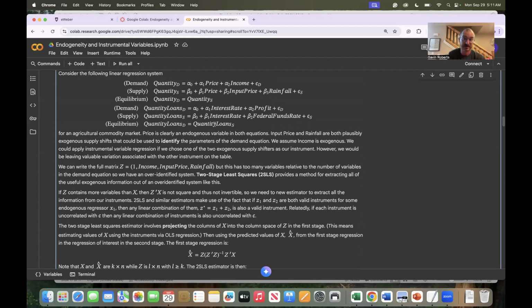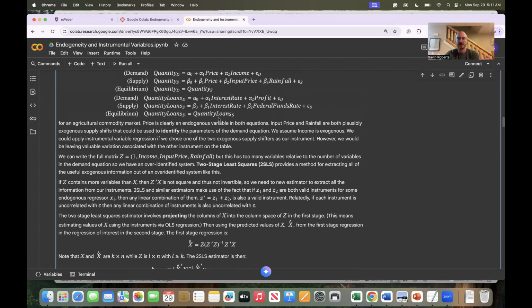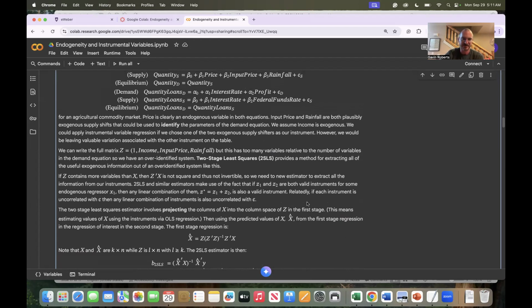You use a very similar system to this to show that we get simultaneity, a specific type of endogeneity, in this system. This is another one where we might have loans, interest rates, and profit for demand, and this is like business loans. So a business loan supply would depend on the interest rate and then the federal funds rate, for example. This is banks giving loans, corporations demanding loans. A similar supply and demand system.